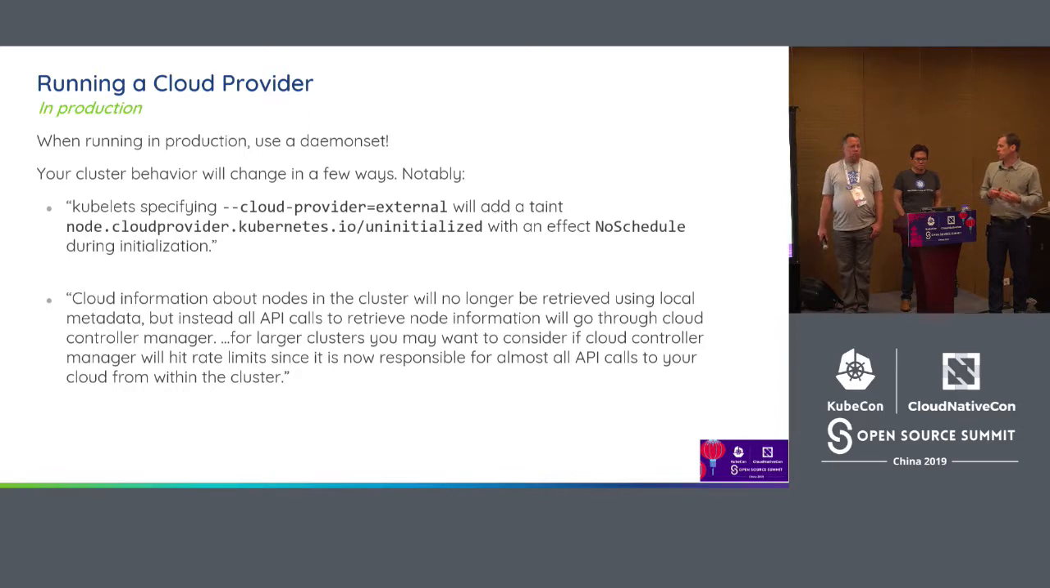Cloud information about the nodes in the cluster will no longer be retrieved using local metadata, but instead all API calls to retrieve node information will go through a cloud controller manager. This means that for larger clusters, you may want to consider if your cloud controller manager will hit rate limits, because there's going to be a lot of communication between the Kubernetes API and your cloud API. And it's going to be responsible for almost all the API calls you make to your cloud from within the cluster. And so this is something that you'll want to think about, because there have been reports of cloud providers where Kubernetes hits the rate limiting on the cloud, and you'll want to adjust those limits appropriately if you know that you're going to be running Kubernetes inside of your cloud with that integration in place.